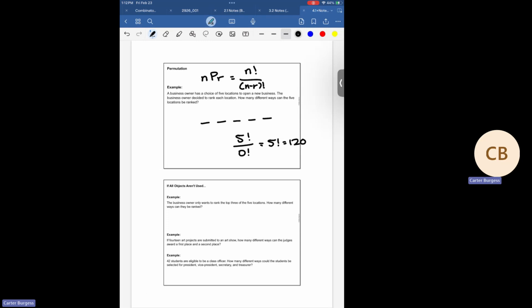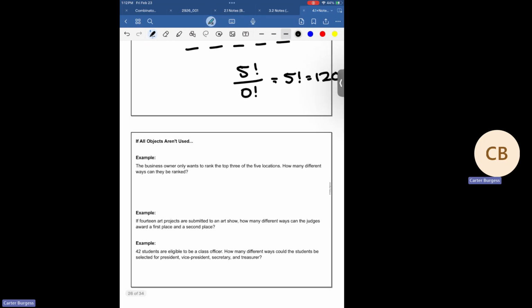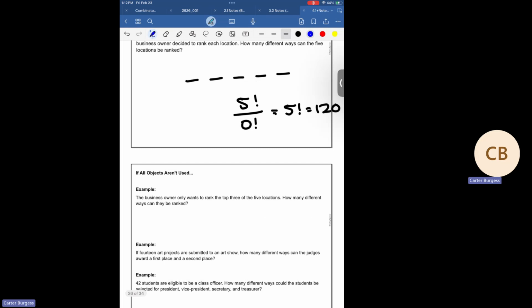But if we look at a slightly modified version of this question, where rather than caring about how every single location is ranked, we only care about the top 3. So all of a sudden now we only care about who's coming in first, second, or third. First of all, does the ranking change if I pick one restaurant for first versus picking that restaurant for second? Is that a different ranking? Yeah, that's a different way to rank the restaurants.